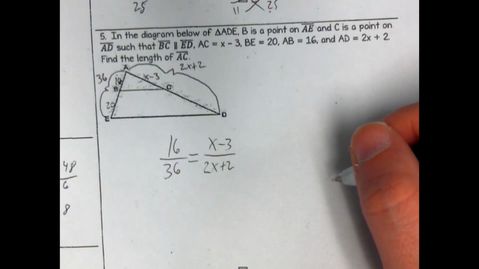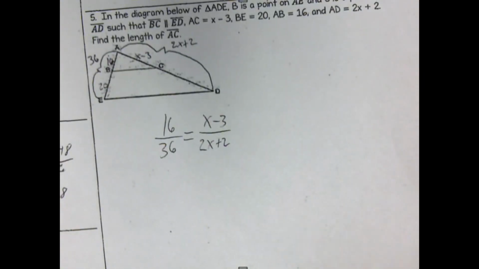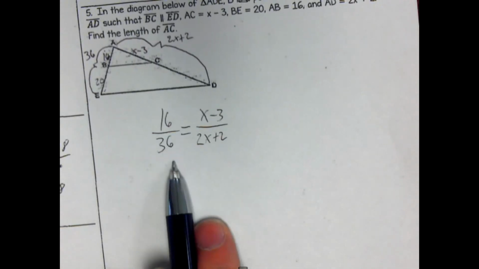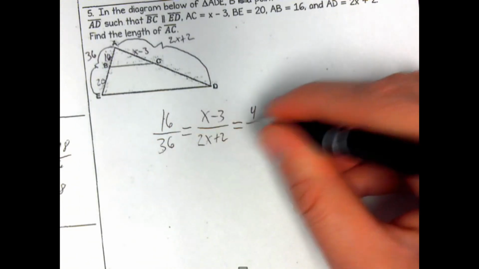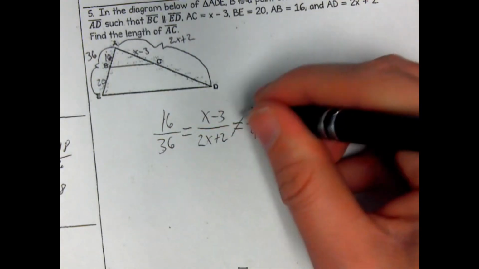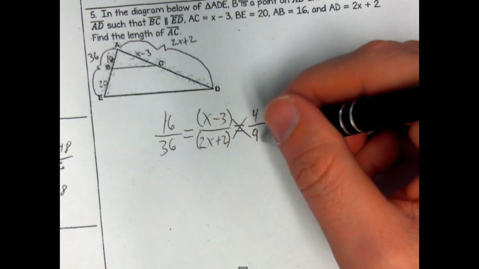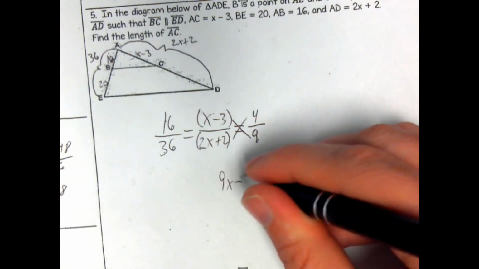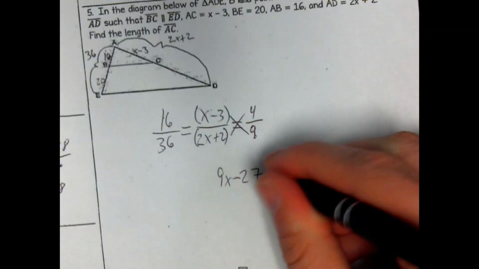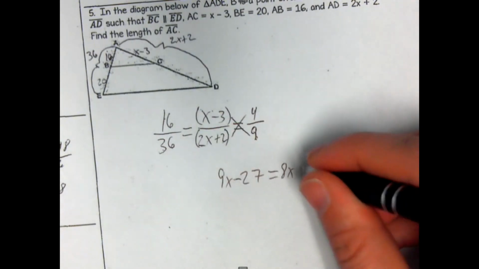And to make this easier, and you can always do this if possible, but you don't have to do it to make it work, I'm going to simplify this fraction because I can divide both of these by 4. So 16 divided by 4 is 4, and 36 divided by 4 is 9, so 4/9. And this I'm going to cross multiply. And again, I'm distributing into the parentheses. So 9 times x is 9x. 9 times negative 3 is negative 27. And then over here, 4 times 2x is 8x. 4 times 2 is 8.